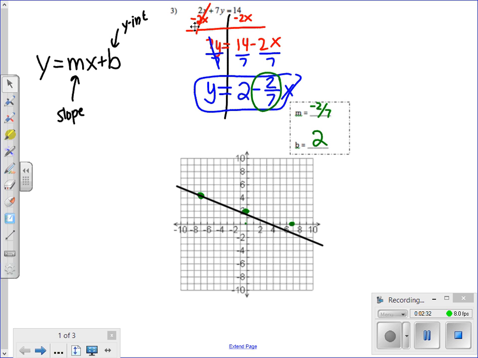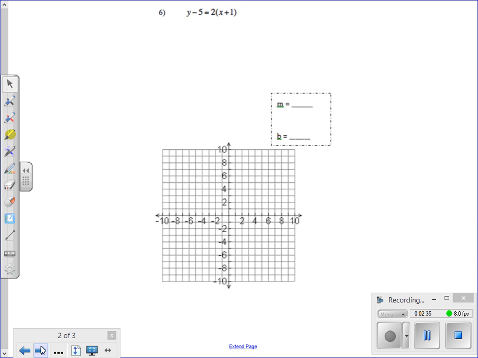Right? Now let's look at number 6. Number 6 is y minus 5 equals 2 times x plus 1. In our notes, we had a problem similar to this. When we're solving equations, we do not want there to be parentheses. So the very first thing you have to do is distribute the 2 to both terms inside the parentheses. Once I do that, I end up with y minus 5 equals 2x plus 2. Now it makes it a lot easier to solve this equation for y.